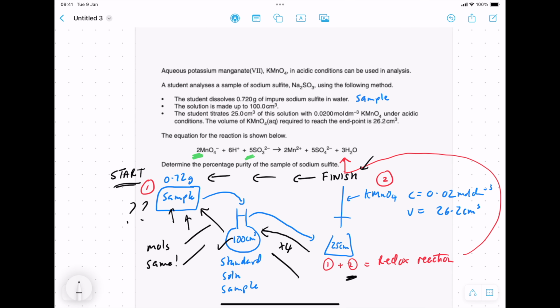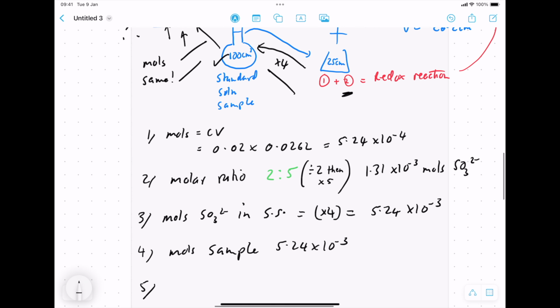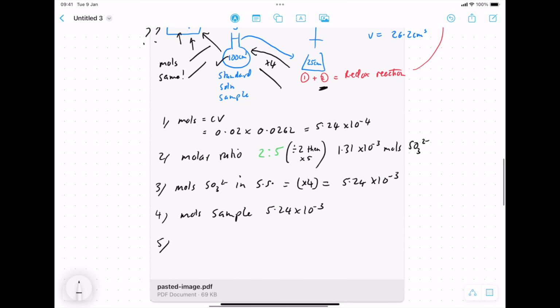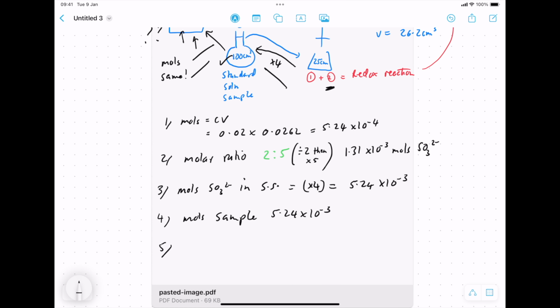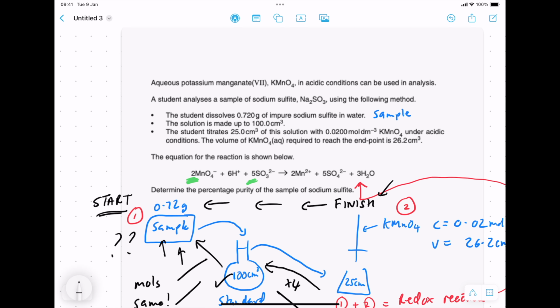Determine the percentage purity of the sample of sodium sulfite. Well, we are told that the total sample has a mass of 0.72 and that the moles that is actually reacted is 5.24 times 10 to the minus 3. Now I need to turn that into a mass to find out how much that has actually reacted. So now I'm going to use the solids formula. So mass equals moles times RFM. So the moles is 5.24 times 10 to the minus 3 times the RFM of sodium sulfite.